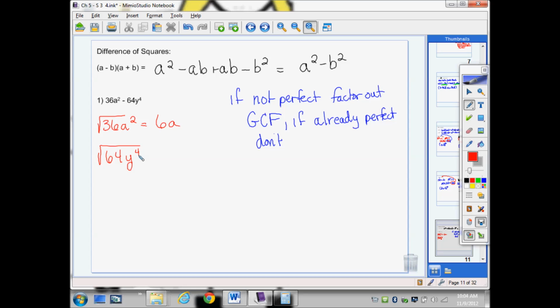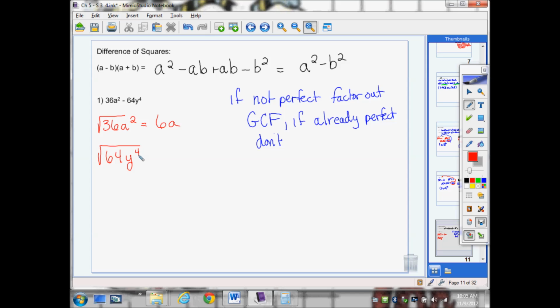Now I know that y to the 4th is perfect because it's an even exponent. All even exponents are perfect squares because they'll all divide by 2. So I take the square root of 64, which is 8, and then I say 4 divided by 2, so that leaves me with y squared. So if it was 6, it would be y to the third when you take the square root of it, if it was 8, it would be y to the fourth. Does that make sense? Now I have my 2 square roots.